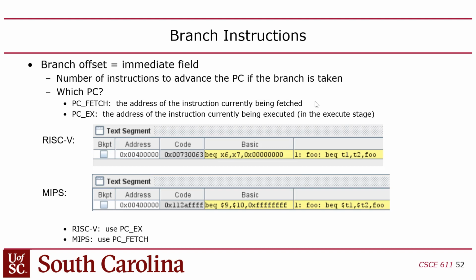Does it make sense? So the offset in a branch is just the number of instructions that you're going to skip, either forward or backward if the branch is taken. But in MIPS, it's relative to the next instruction, which in our case is PC fetch. Because you remember, PC fetch is the address of the instruction being fetched. So if you look at PC fetch and PC instruction EX, PC fetch will actually be the address of the instruction after instruction EX. You guys with me on that? Does that make sense?